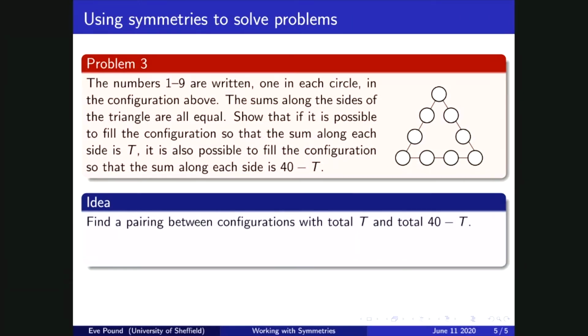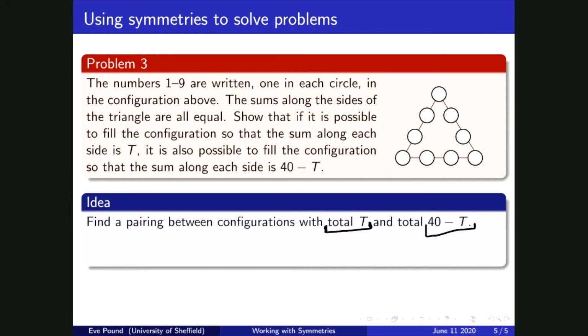So now that we have a feel for what the problem is asking, the way that I want us to try and think about to solve this problem is to find a pairing or set up a symmetry that takes a configuration with the total T and swaps it and pairs it up with something with total 40 minus T. Now, why is that a good idea?